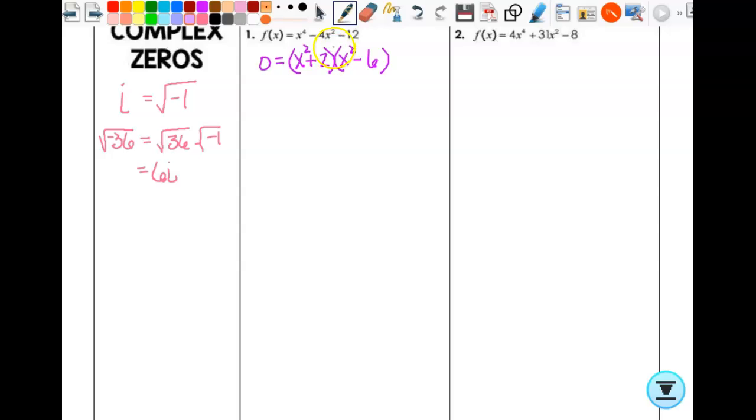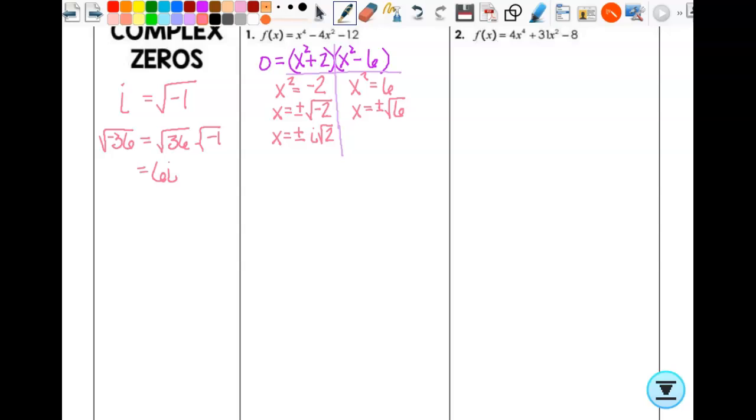But from here, I've got to find my zeros. So when I do this, I'm going to get x squared equals -2. So x is equal to plus or minus the square root of -2, which means that x is equal to plus or minus i times the square root of 2. Okay, it's an imaginary number. This one will give me that x squared equals 6. So x equals plus or minus the square root of 6.